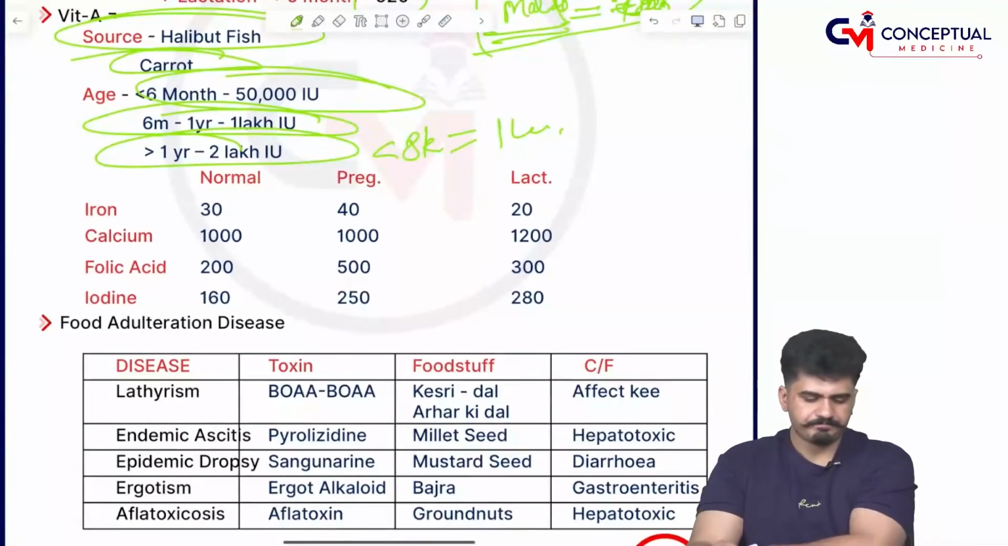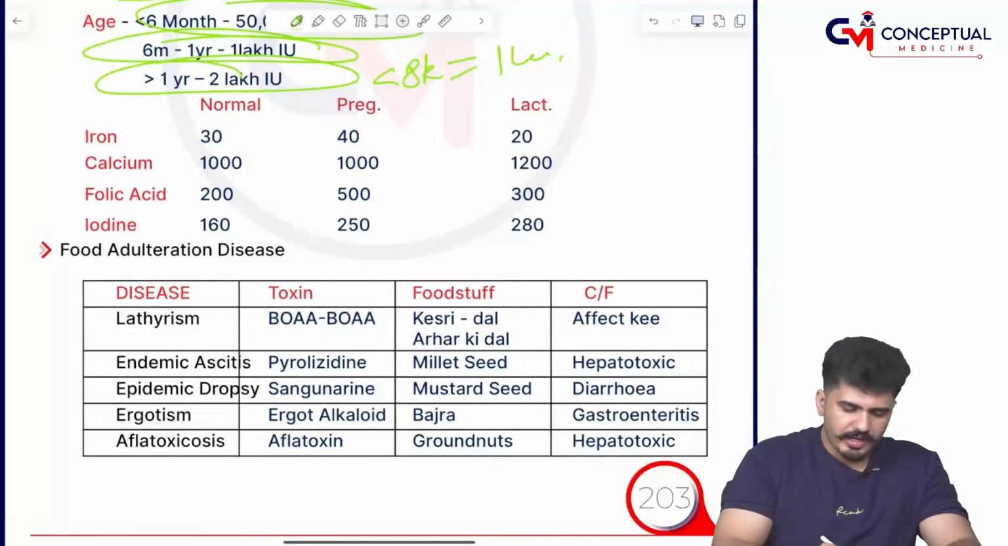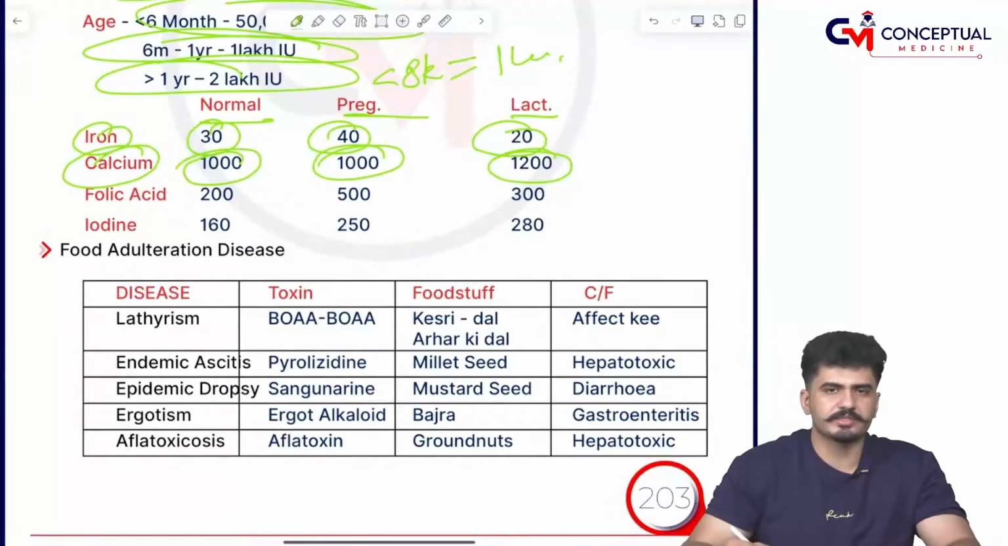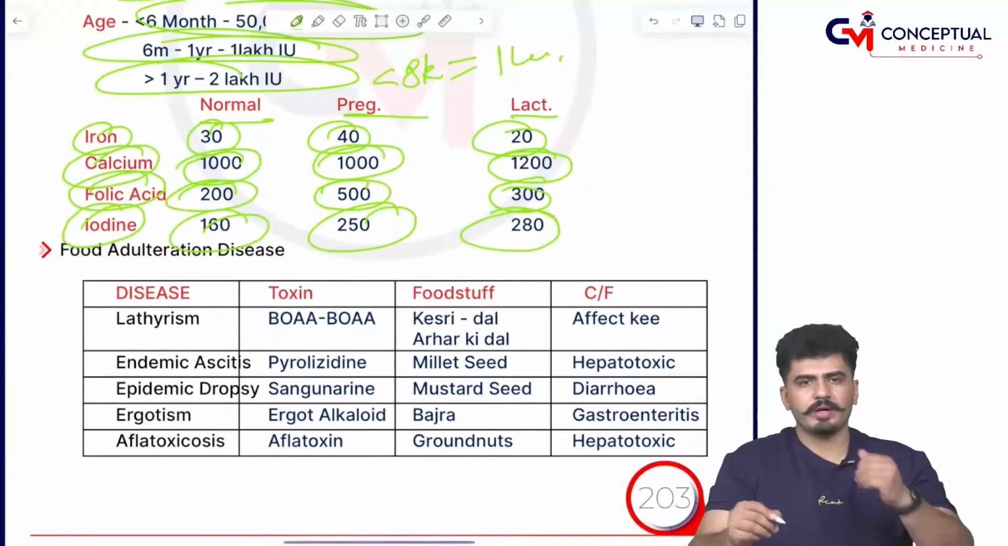Now the next thing, iron. How much is needed in normal, pregnancy and lactation? 30, 40, 20. Calcium is normally 1000, pregnancy 1000, lactation 1200. Folic acid 200, 500, 300. Iodine is 160, 250, 280.